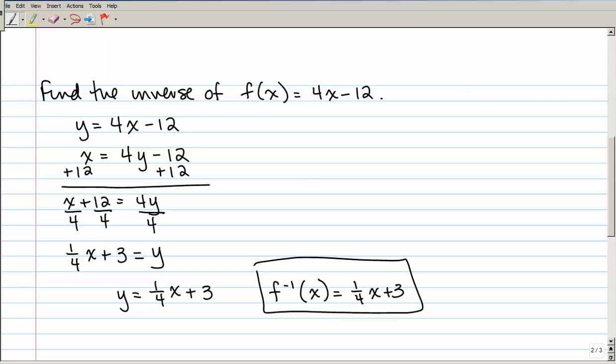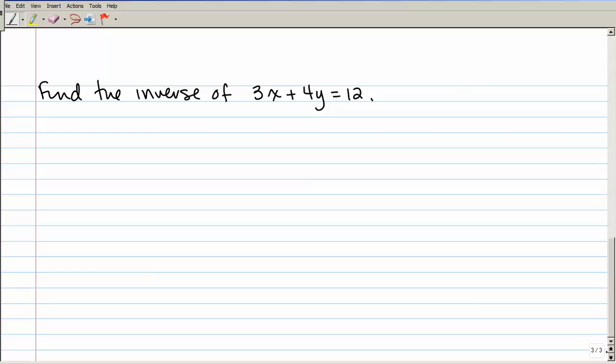Let's take a look at a second example. And this one isn't written in function notation. It's actually an equation of a line written in standard form. So we need to find the inverse of 3x plus 4y equals 12. Well, since we don't have an f of x in this, we can skip to our second step, which says switch x and y.